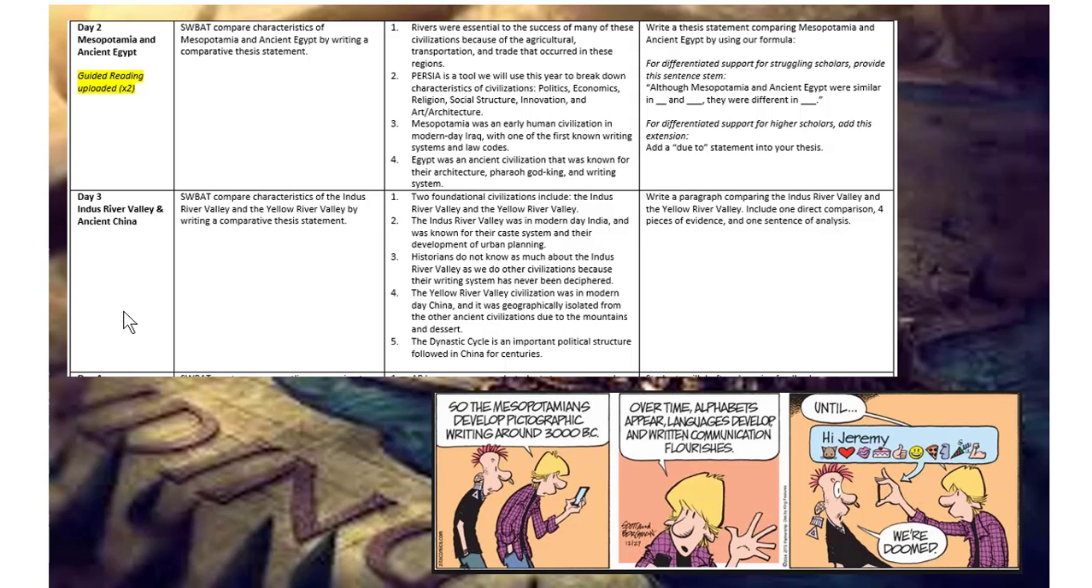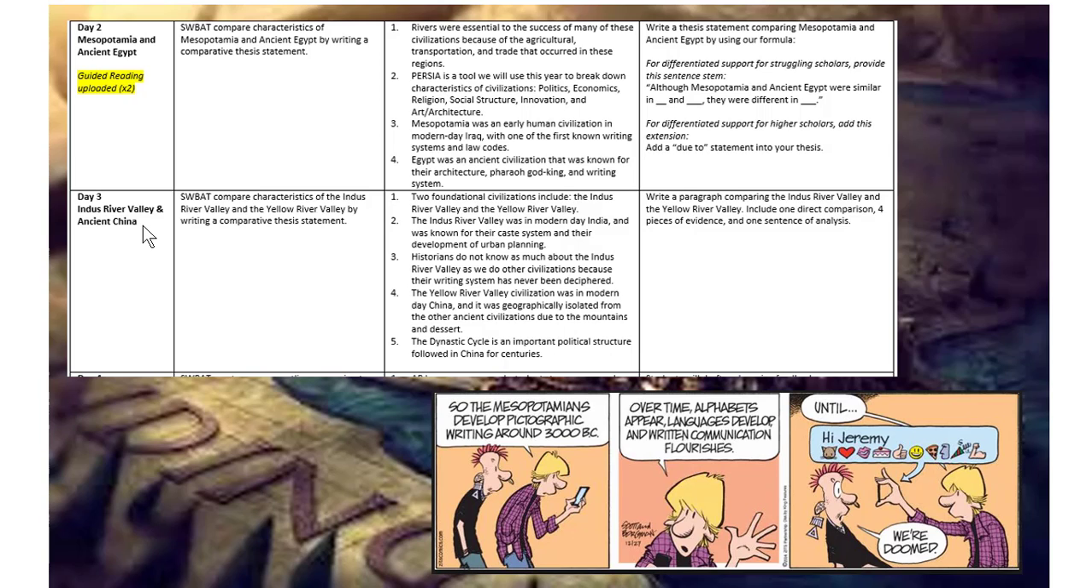Okay, days 2 and 3 are really the big content-heavy lessons of this unit. Day 2 is Mesopotamia and Ancient Egypt. I did 2 guided readings for that day, 1 on each civilization. And then day 3 is the Indus River Valley and Ancient China. It's super easy to get caught up in the details of these 4 civilizations. I mean, really, we could take an entire class on these 4.